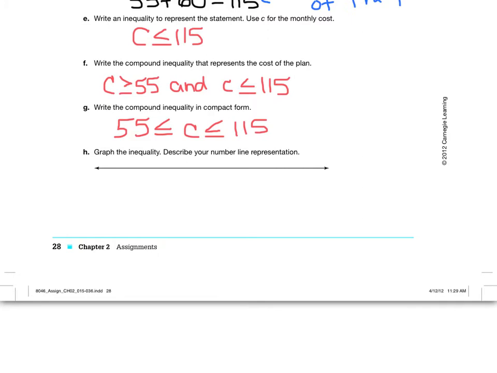So let's go ahead and put 55, 65, 75, 85, 95, 105, 115. So we have those two. Since we're allowed to be 55, that was the smallest amount, we're going to do a closed circle. And we're allowed to be 115, so we're going to do a closed circle. And then all of the values in between those are included with our less than or equal to signs.